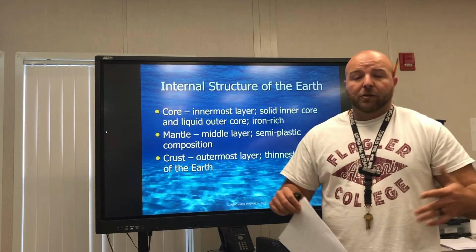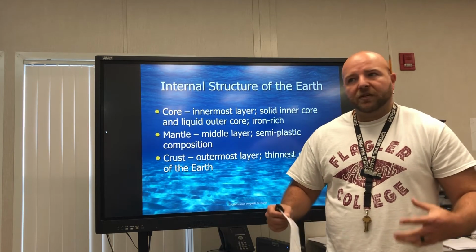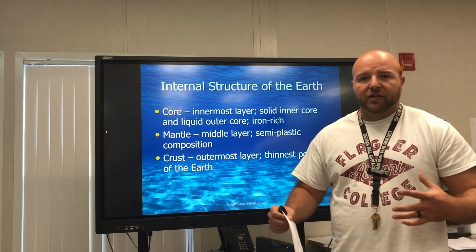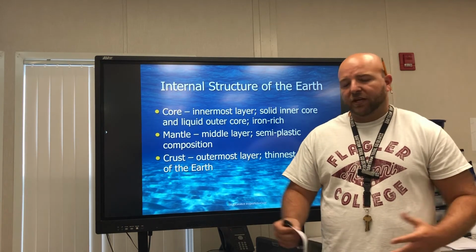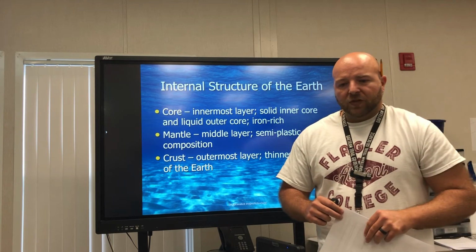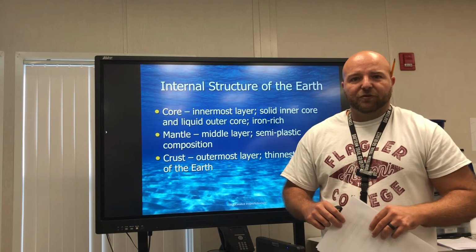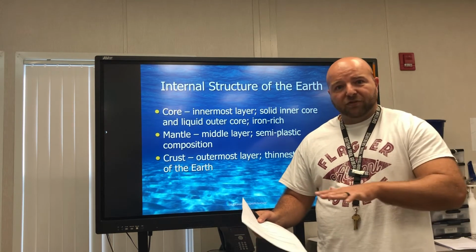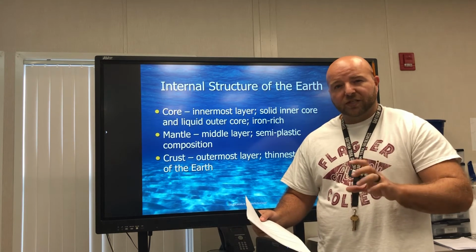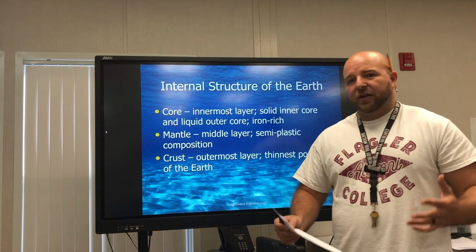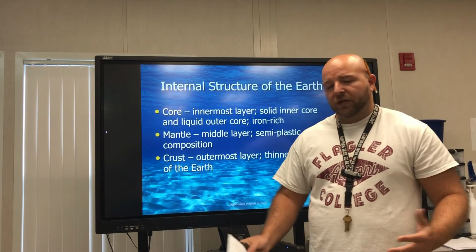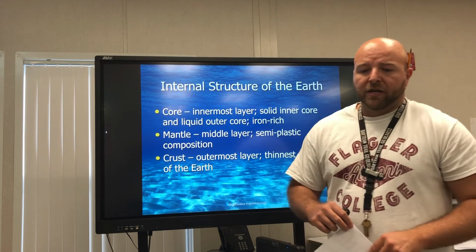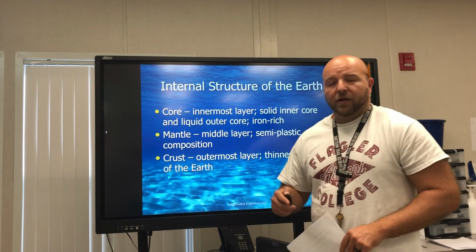The mantle, the middle layer, is semi-plastic, which kind of means it's almost kind of stuck in a weird state of being half liquid, half solid, kind of in that in-between phase. Kind of like, if you've got some queso, and that top layer eventually, after it sits there for a while and cools off, it kind of starts to get hard a little bit. That's kind of the mantle, that plasticky state in between a solid and a liquid. And then we've got the crust. It's our outermost layer. It is the thinnest portion of Earth.